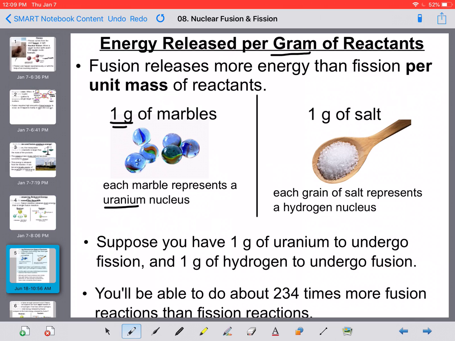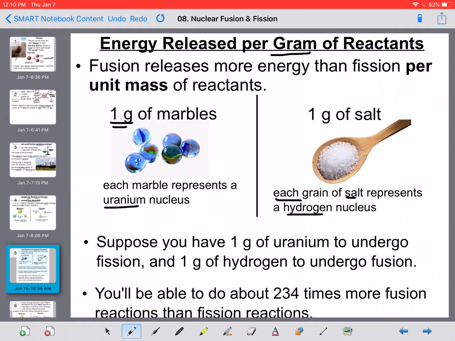Now, let's say we have a whole bunch of salt. Let's say that each grain of salt represents a hydrogen nucleus. Since hydrogen is element number 1 on the periodic table, it's a small nucleus. It doesn't weigh very much. Uranium is almost at the very bottom of the periodic table, so it's a bigger nucleus that weighs a lot more. That's why the marbles are uranium and the salt is hydrogen. Now, if I measure out 1 gram of salt, I'm going to have a lot more than 6 grains of salt, right? 1 gram of salt is probably hundreds of salt grains.